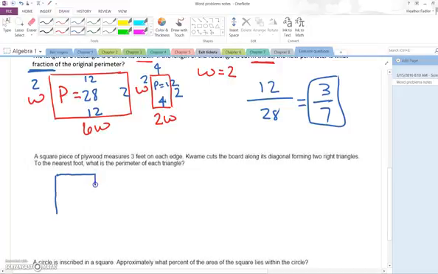So when I do a word problem, I read, and then if I have a figure, I draw it out. Measures 3 on all sides. Just take it bit by bit. Don't read it all at once.